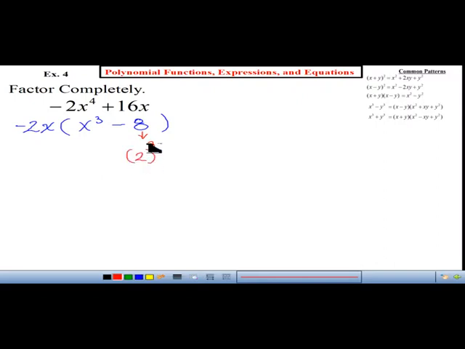2 to the 3rd power. I bring down the negative and I bring down the x cubed. Copy that so far, and then I'll go over the last part.